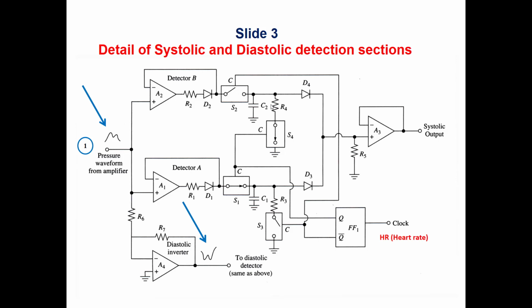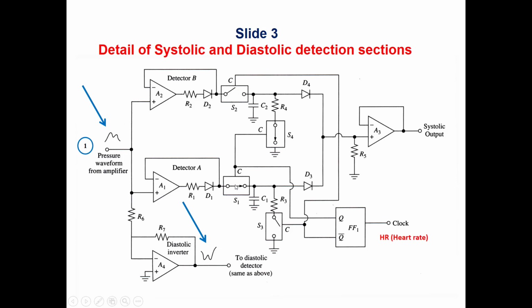To avoid this, we use this circuit with these switches, controlled by a flip-flop, which has a heart rate clock. This is the heart rate of that patient. So what will happen in the first beat? This one is used to measure the systolic value, which is stored in capacitor 1, and in the same beat, capacitor 2 will discharge its content to the ground.